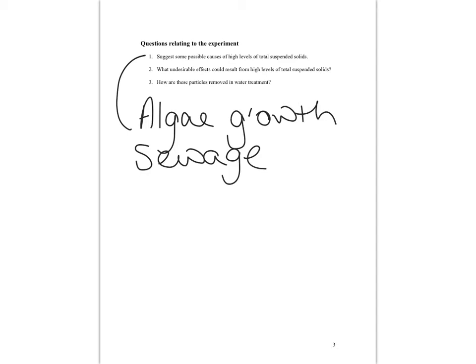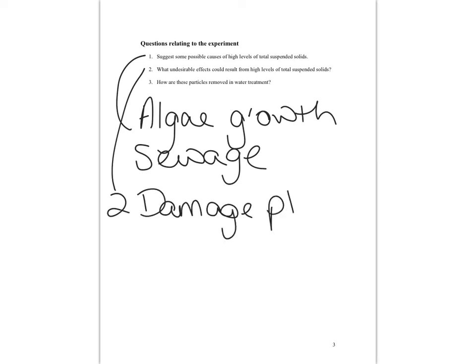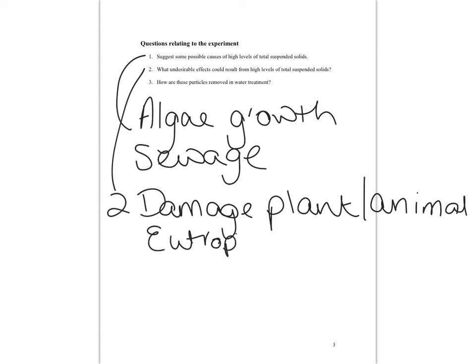The next question is what undesirable effects could result from high levels of total suspended solids? Well, you could damage, so I'm on question 2 now, you could damage any plants or animals that are growing in the water or living in the water. If it was algae, that's going to lead to that nice thing, I think you've done that in biology, eutrophication. And I know we have to talk about that, or finish talking about that, I should say.